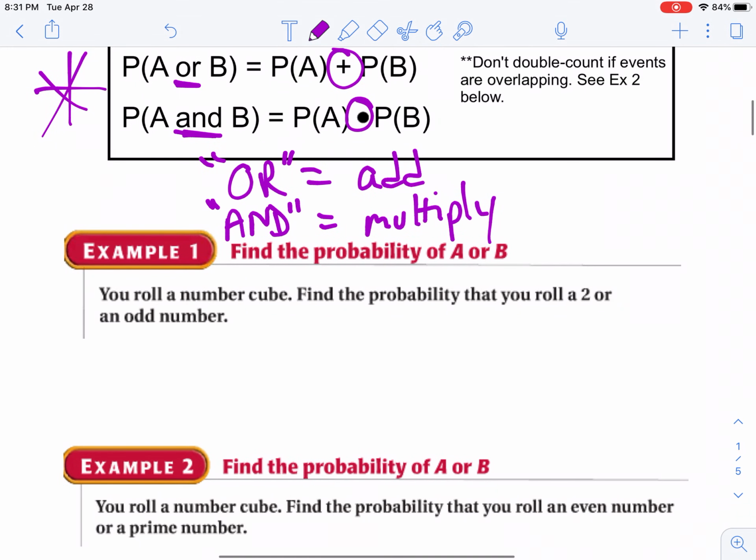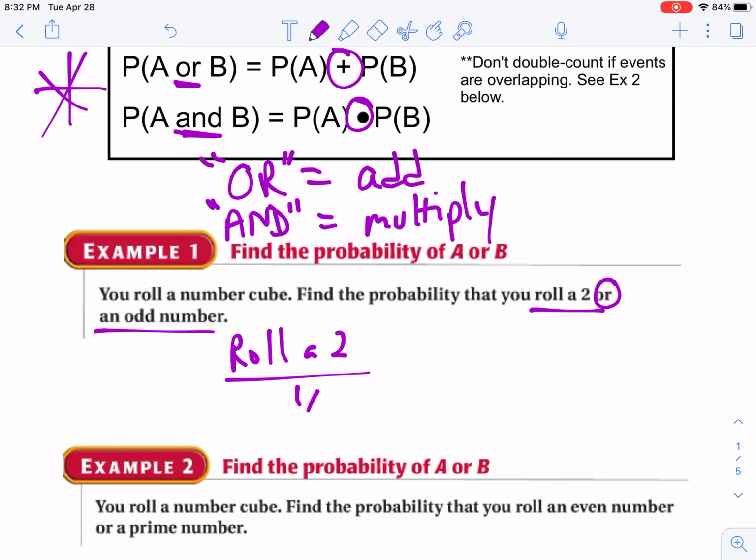So like, example 1, find the probability that you roll a 2 or roll an odd. Okay? So rolling a 2, well, that only happens 1 out of 6 times, right? Because there's only one 2 on a die. Or, so you're going to add, right? Rolling an odd. Rolling an odd is going to be 3 out of 6, right?